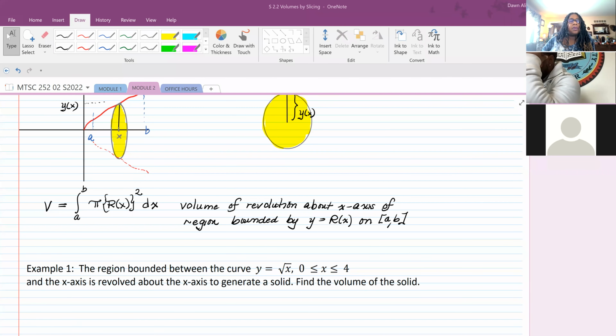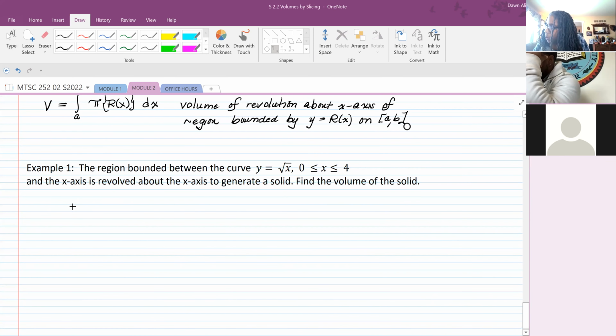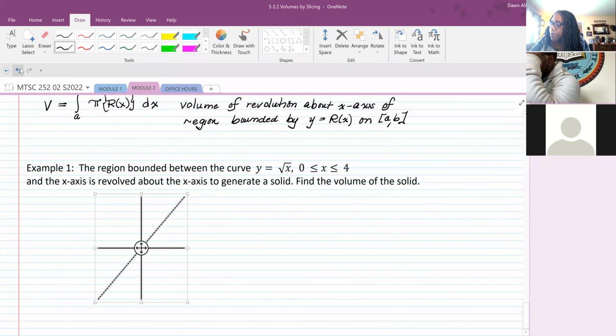Okay, so we want to take the region between the curve y equals square root of x, between x equals 0 and x equals 4, and the x-axis, and revolve it about the x-axis to generate a solid. Find the volume of the solid. Okay, so let's draw the picture.